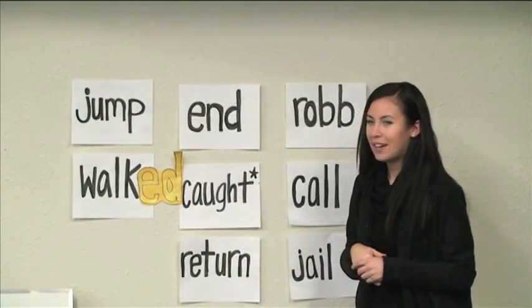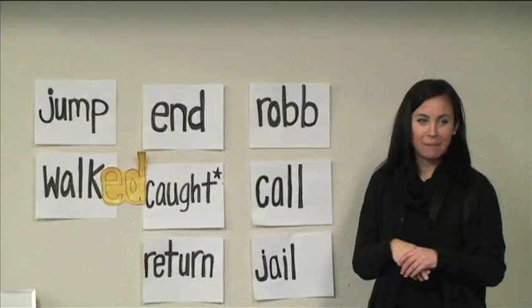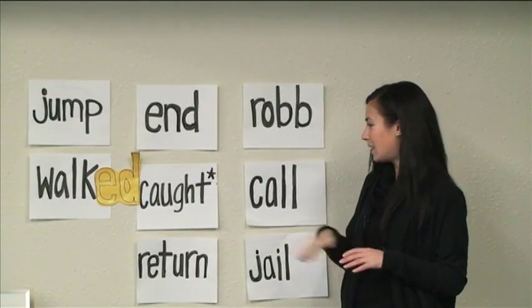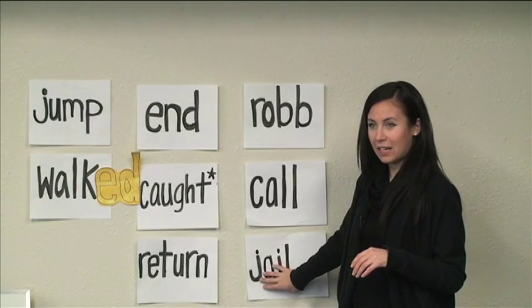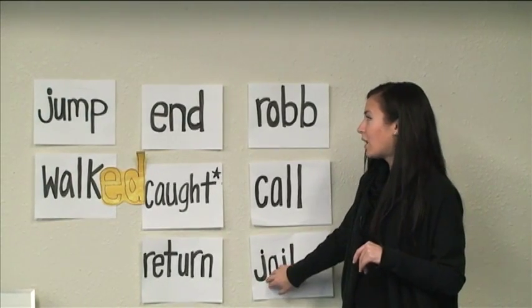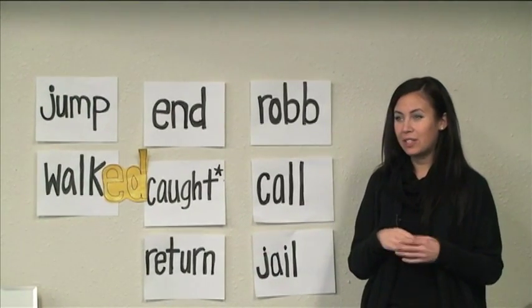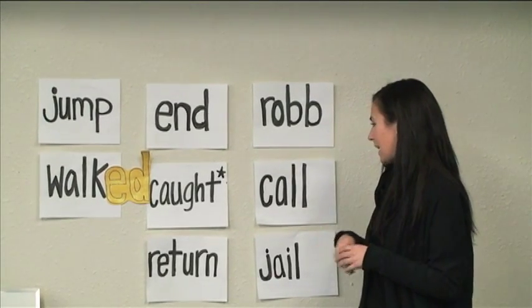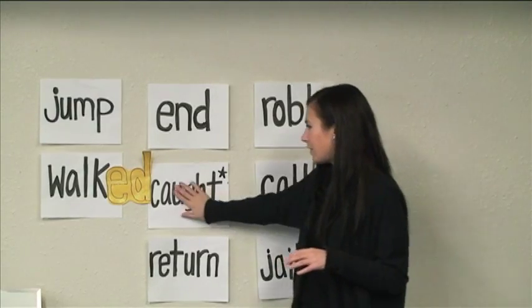All right, so one of the things we know then is if we're using verbs in the past tense, these are all verbs, right? These are action words. If we want to make it in the past, we just add ed. So all of these words we can add ed to, except for this one.